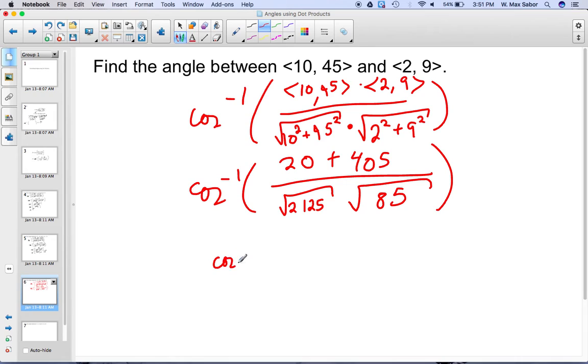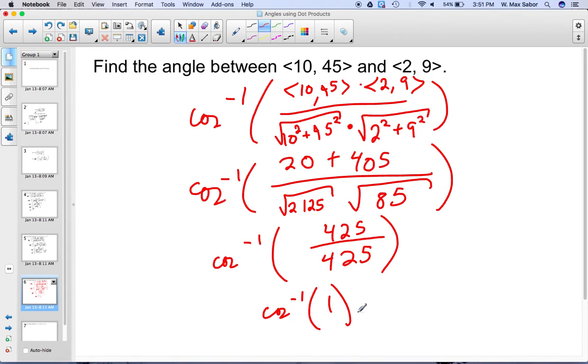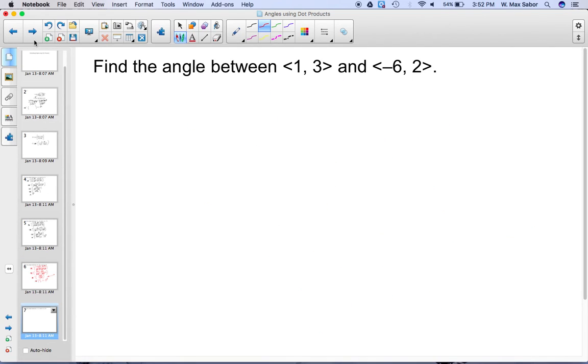When we combine the parts of the numerator, we get 425. When we combine the parts of the denominator, we also get 425. So this is arc cosine of 1. Ooh, arc cosine of 1, you should know that immediately. It's 0. These are parallel vectors. We have 10, 45, and then it's parallel with 2, 9. So this is a way of telling that vectors are parallel.